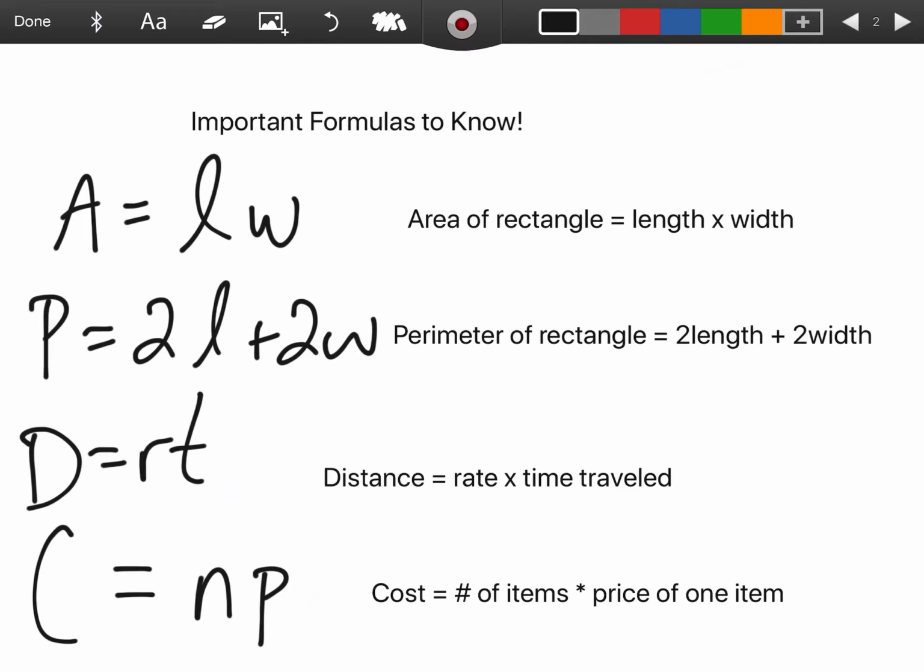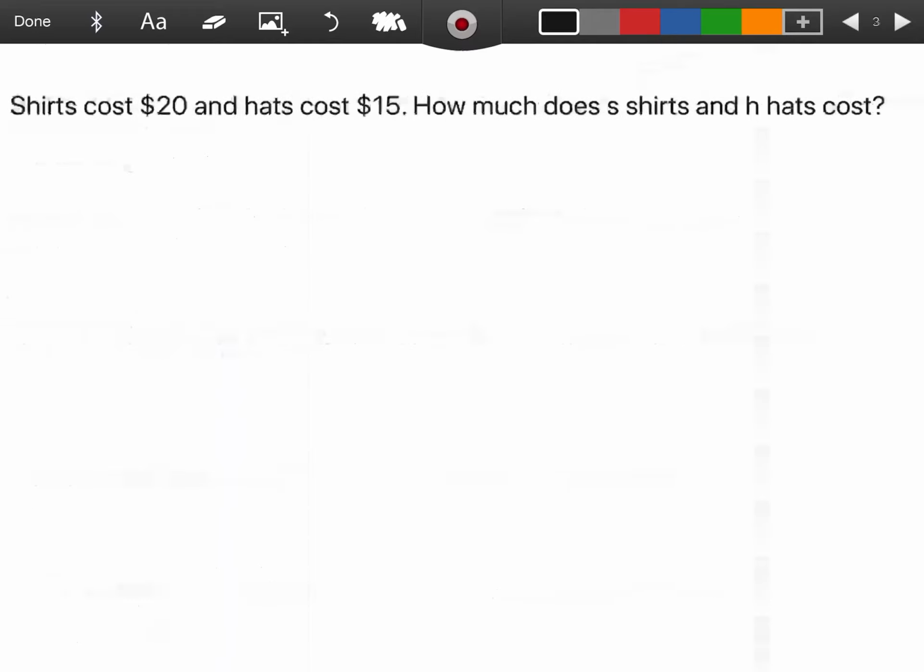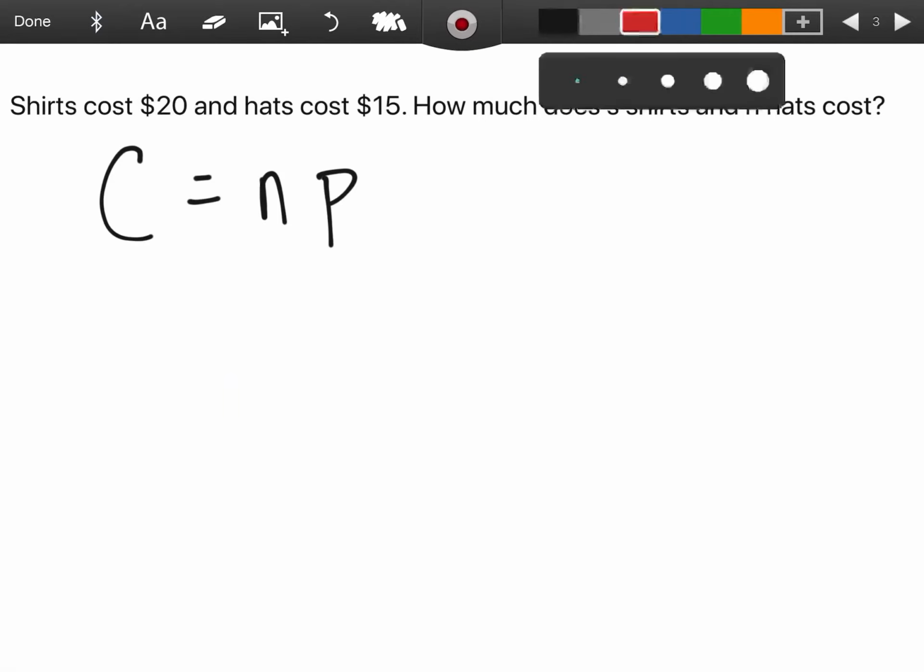All right, so let's do a couple of examples here. So at some certain store, shirts cost $20 and hats cost $15. How much do S shirts and H hats cost? So let's just start off. We know that its cost is equal to the number that we buy times the price. So for shirts, and I'll do shirts in red, and I'll just do hats in blue.